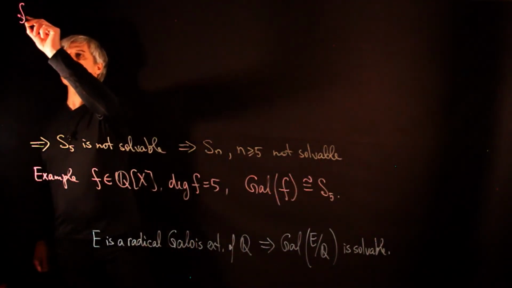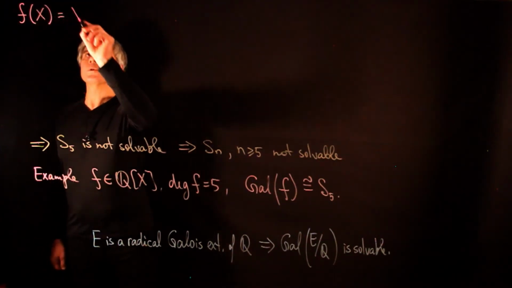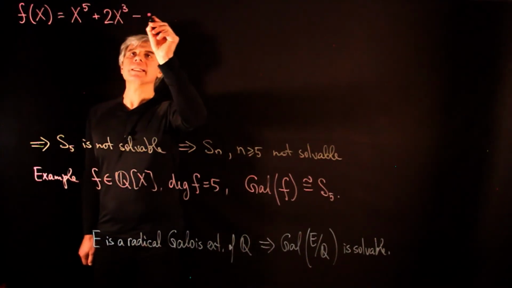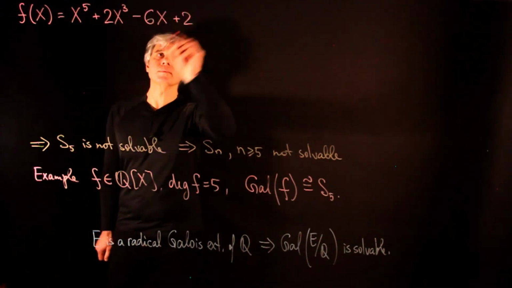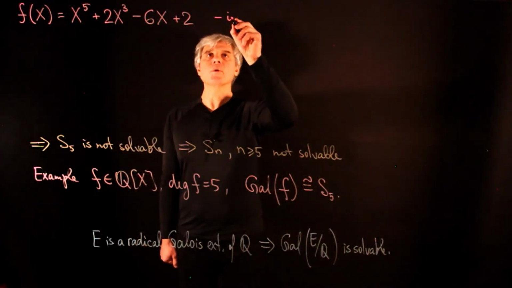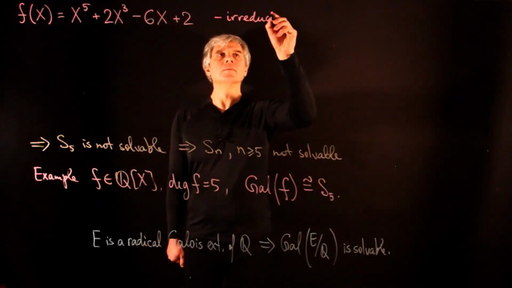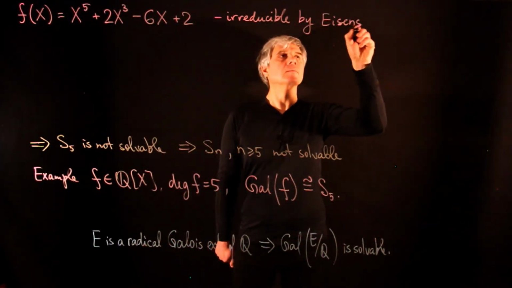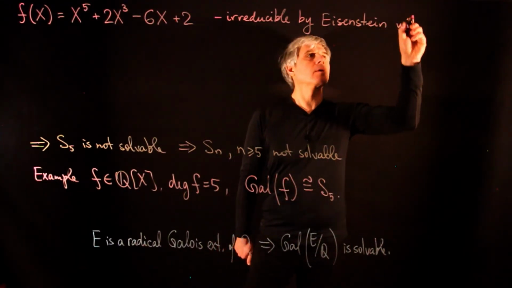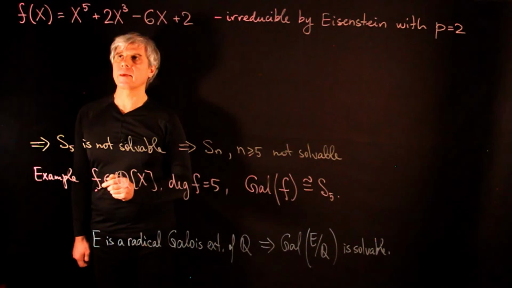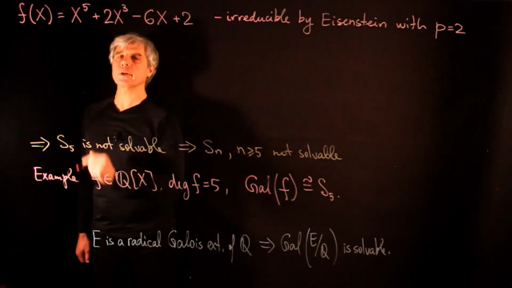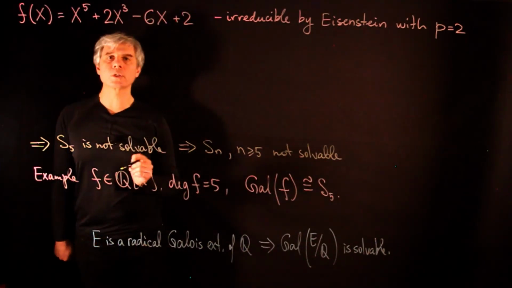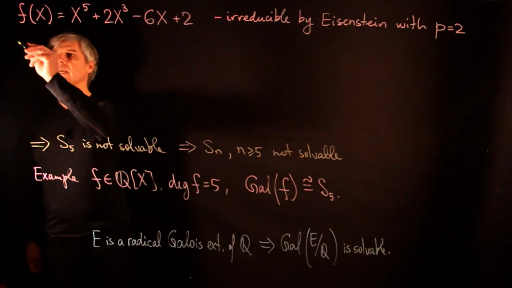Let's consider a polynomial f(x) equal to x to the power of 5 plus 2x cubed minus 6x plus 2. First of all, we know that this polynomial is irreducible by Eisenstein with p equals 2. Let us show that the Galois group of this polynomial is S5. We begin by determining the number of real roots of this polynomial. We state the following lemma.